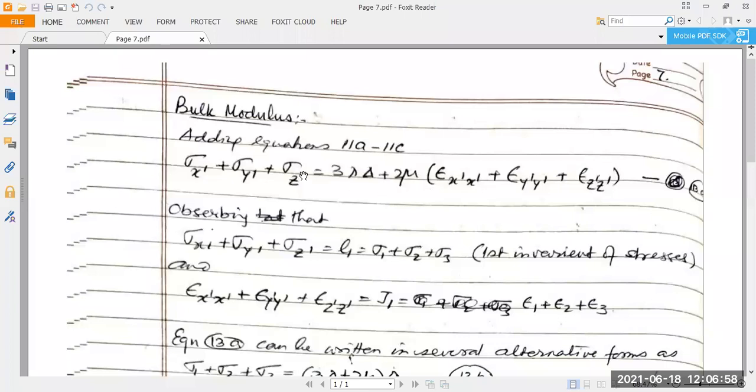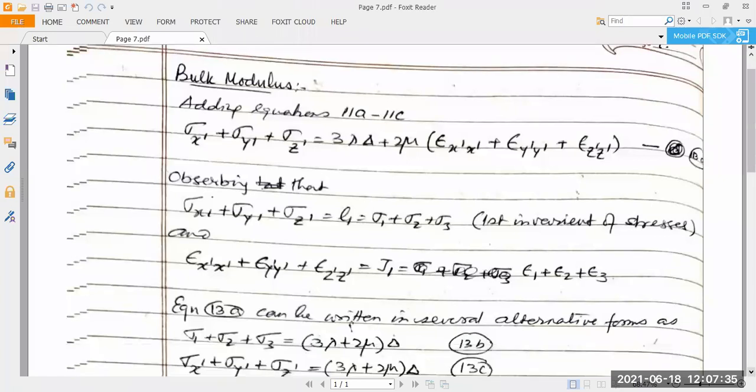So we got the relation in terms of the three stresses in x, y, z directions and three strains, but these are not principal stresses. Now we know that the first invariant of the stresses, L1, is equal to sigma 1 plus sigma 2 plus sigma 3, and the first invariant of strain, J1, is equal to epsilon x dash plus epsilon y dash plus epsilon z dash, which is epsilon 1 plus epsilon 2 plus epsilon 3. So we get this relation, and we can use it accordingly.